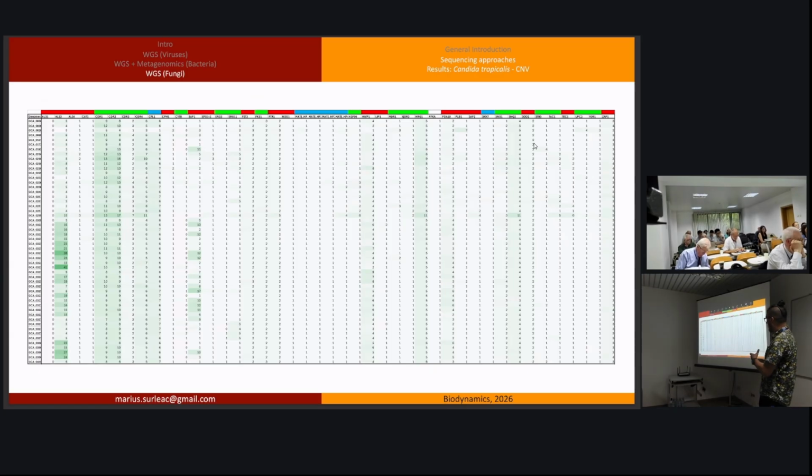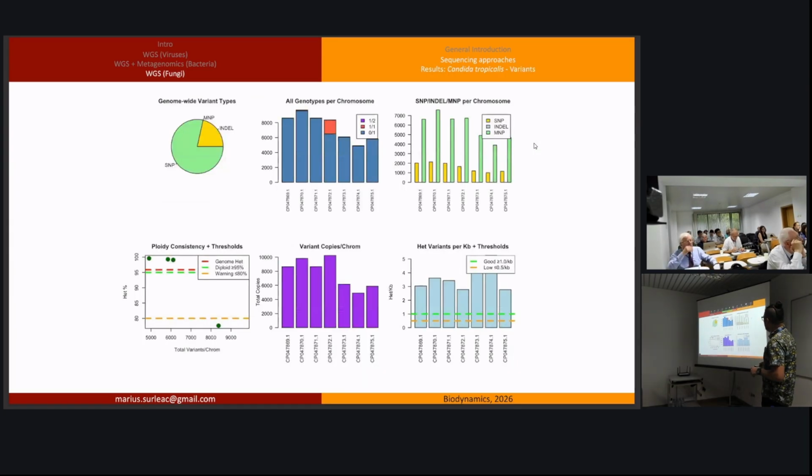Some resistance genes have multiple copies in different chromosomes. And for Candida tropicalis, which is a diploid species, we also need to look at the copies for each chromosome and see if the variants are on some copies or not.